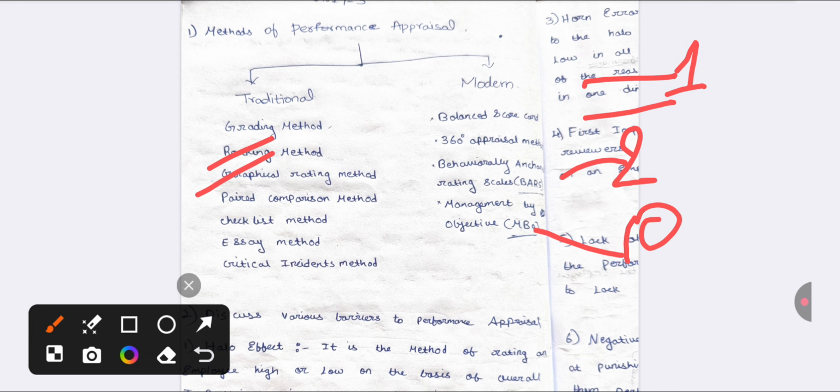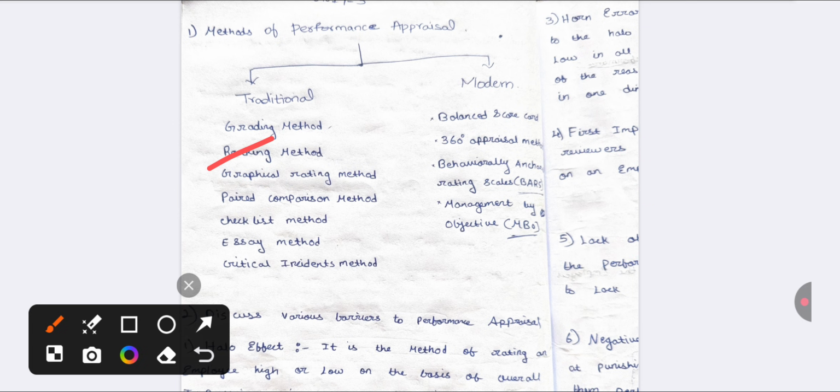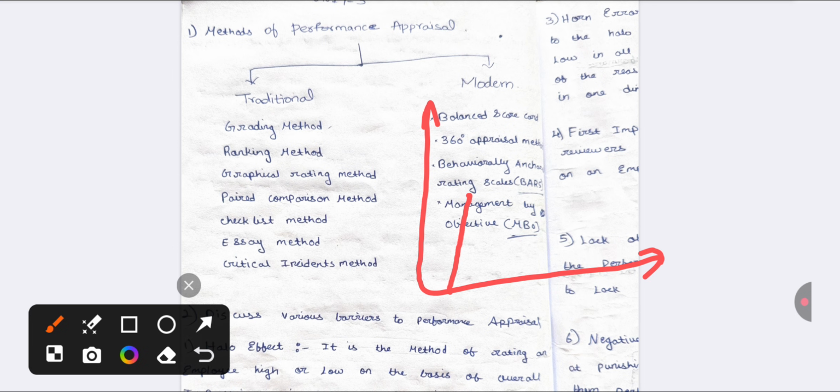Okay, next one, graphical method. The graphical method is nothing but measuring the performance of the individual in a graphical way. See, in January the sales performance of X increases. In February it decreased. In March it increased. In April it increased. In May it decreased. In June it decreased. In July it increased. Like that, you are representing the graphical rating of the performance appraisal of an employee.